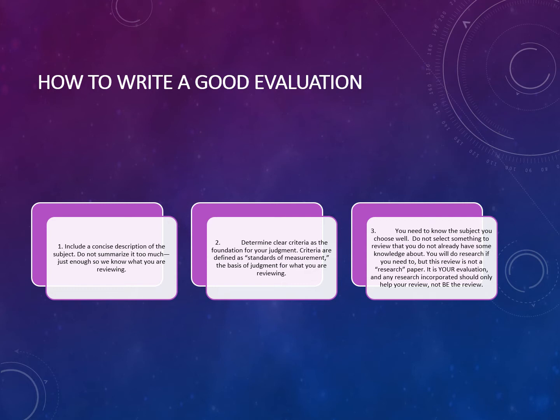So, how do we write a good evaluation? What do we think about when we're deciding to write an evaluation of something? The first thing to do is to include a concise description of the subject. Don't summarize it too much, just enough so that we know what you're reviewing.